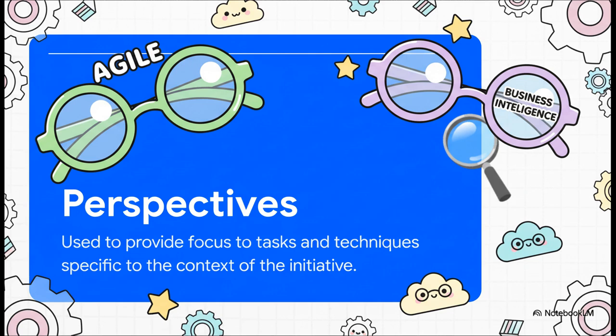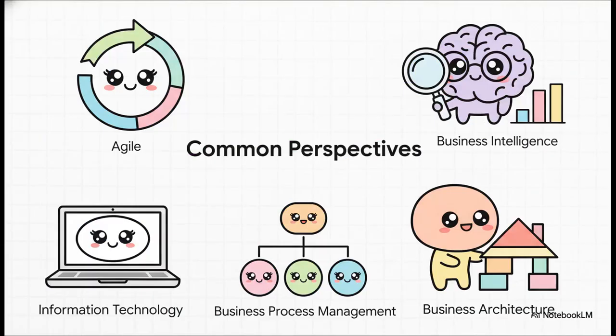It's kind of like putting on different glasses for a specific job. You might put on your agile glasses for one project, or your business intelligence glasses for another. They just help you tailor your approach to what's right in front of you. The guide lays out these 5 main perspectives, and you will almost definitely see these in your work and, you guessed it, on your exam. Now, these aren't the only ones in the universe, but they are by far the most common situations you'll find yourself in as a business analyst. Knowing which lens to apply is a really critical skill.